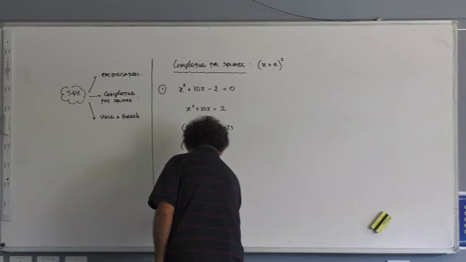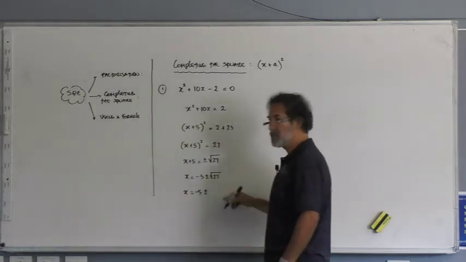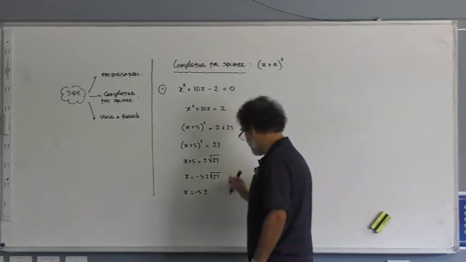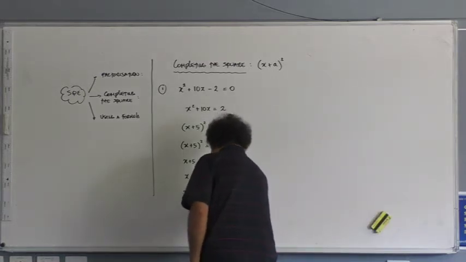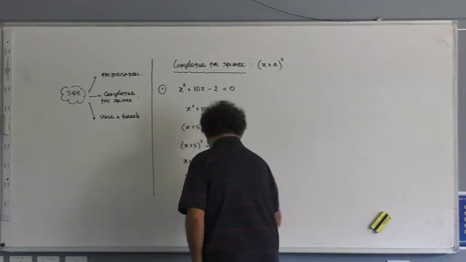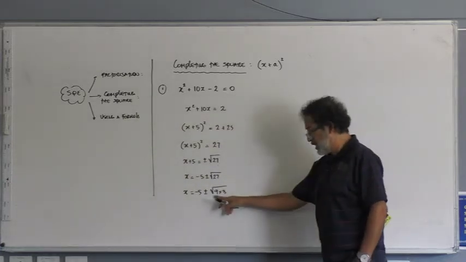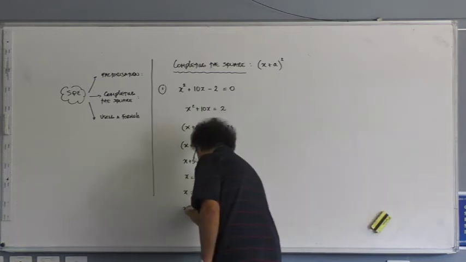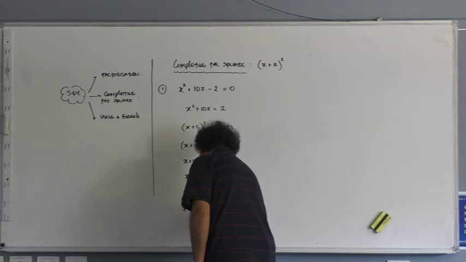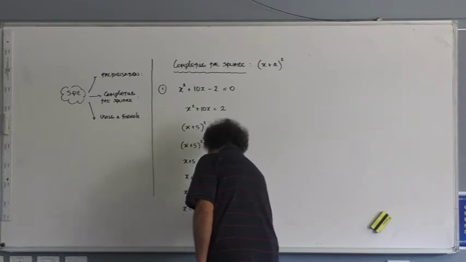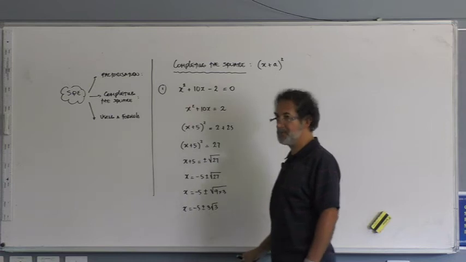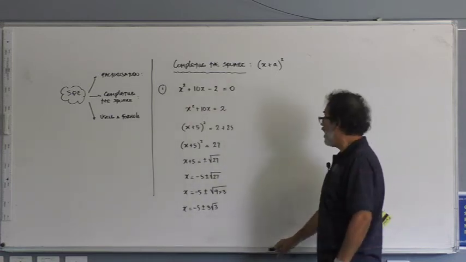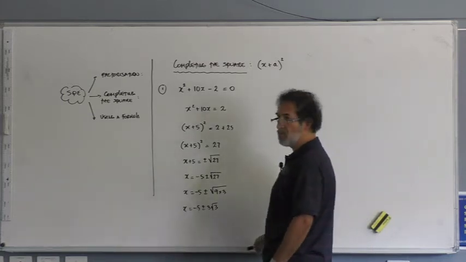Okay, so if you're going to make this look simpler, 27 is the same as 9 times 3. I'm going to write it down. So it's 9 times 3, and then we can take this 9 out. So that means that the answer is going to be negative 5 plus or minus 3 root 3. Yeah, very good. And then that's it. We cannot simplify that anymore. So this is what we call completing the square.